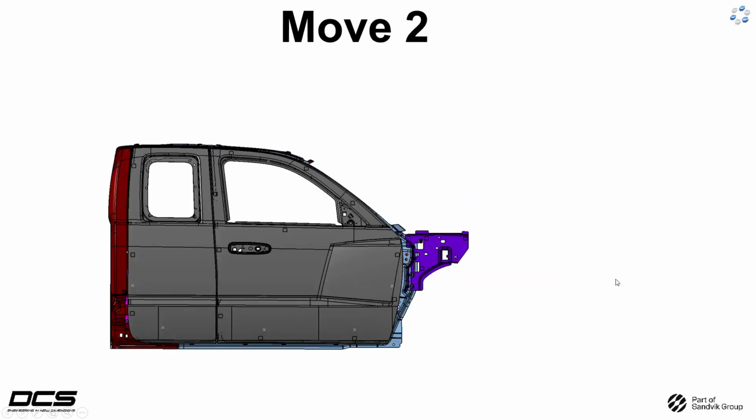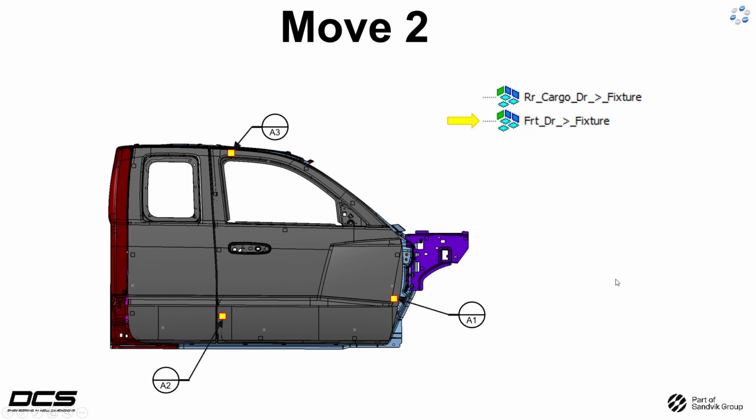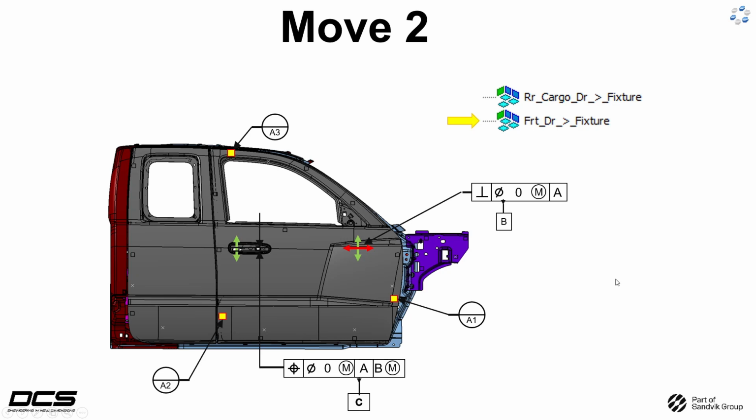Same thing goes for the front door. 3 primary, and then we got our 4-way and our 2-way. Now, these moves are already in the model, so I just wanted to go over them briefly so we all understand what's going on here.